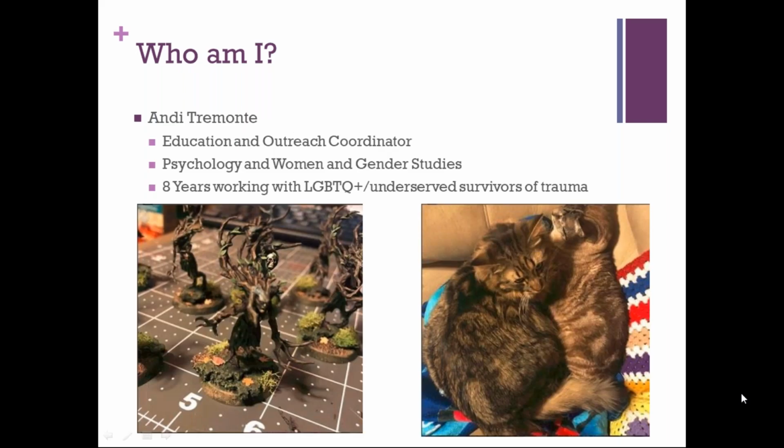First and foremost, who is the person speaking to you right now? Many of you have probably already met me. Many of you maybe have already seen this slide and know exactly what I'm going to say. I am the Education and Outreach Coordinator for the Utah Domestic Violence Coalition. My educational history is in psychology and women and gender studies. I also have around 8 years, definitely starting to get more than that, of experience working with LGBTQ survivors of all sorts of trauma and other underserved survivors. About half of that was with youth and the other half with adult survivors of trauma.